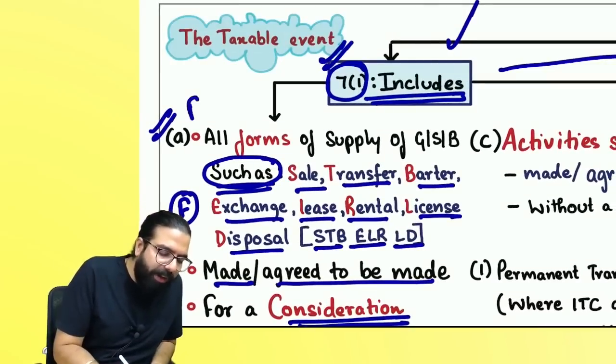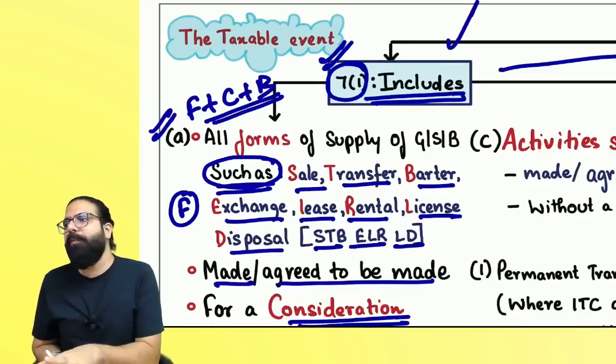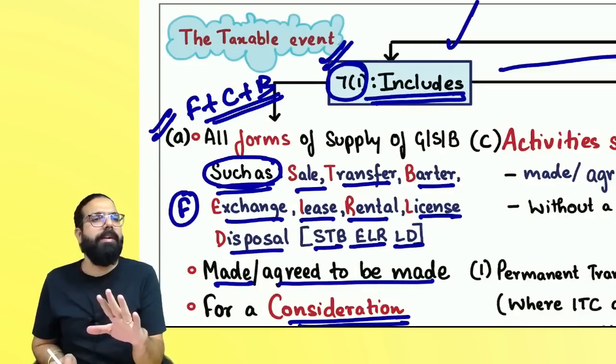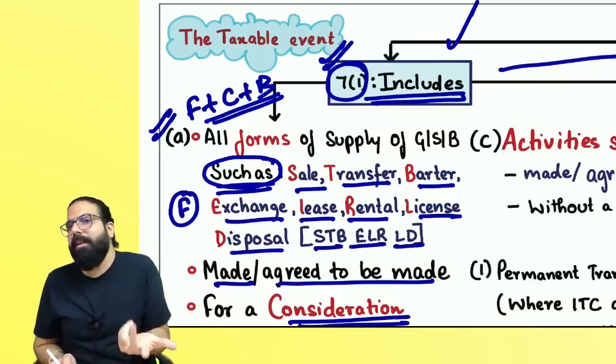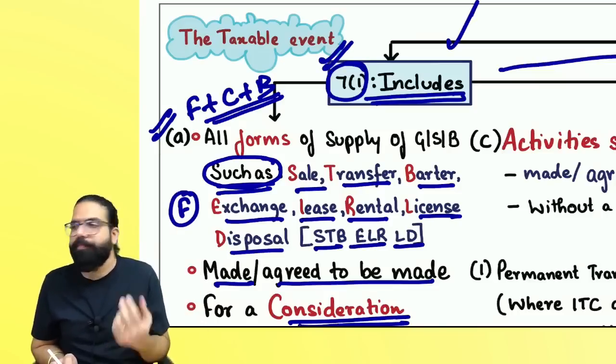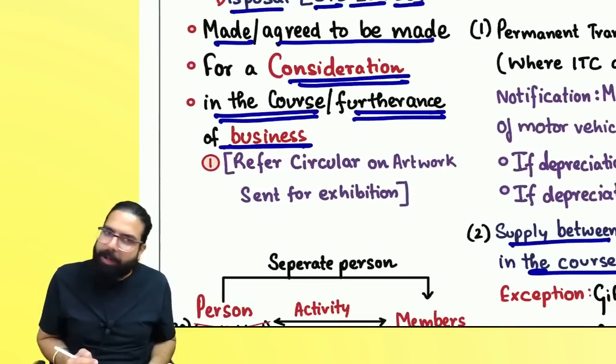Section 7(1)(a) says it should be a form for a consideration in the course of business, only then it's a supply. What do you mean by form? It has to be an activity for a consideration. Consideration can be in cash, kind, or any act done by someone else also. So it has to be in the course of business, only then it will become supply.